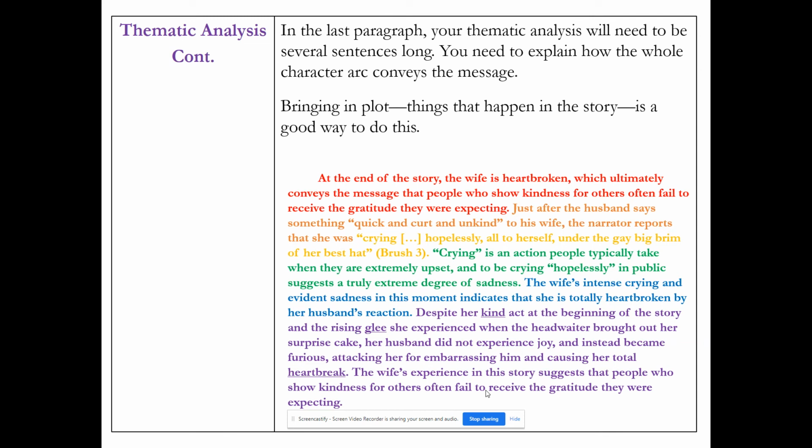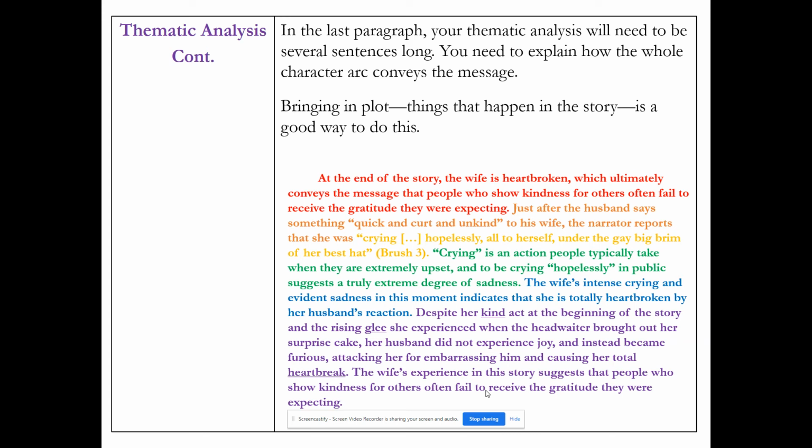At the end of the story, the wife is heartbroken, which ultimately conveys the message that people who show kindness for others often fail to receive the gratitude they were expecting. Just after the husband says something quick and curt and unkind to his wife, the narrator reports that she was crying hopelessly all to herself under the gay big brim of her best hat. Crying is an action people typically take when they're extremely upset, and to be crying hopelessly in public suggests a truly extreme degree of sadness. The wife's intense crying and evident sadness in this moment indicates that she's totally heartbroken by her husband's reaction.